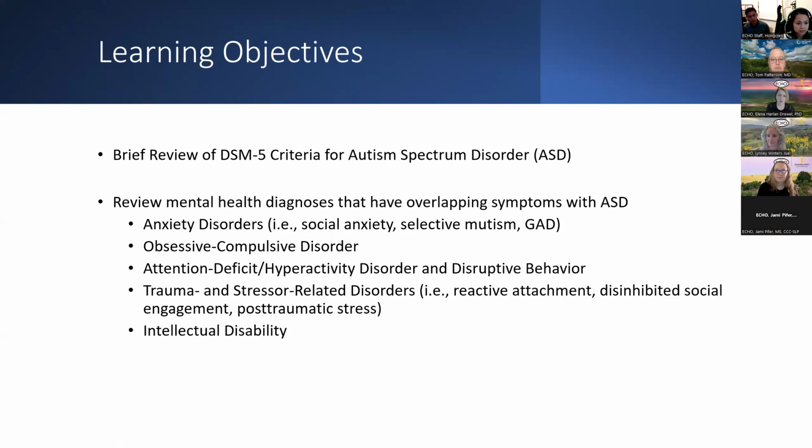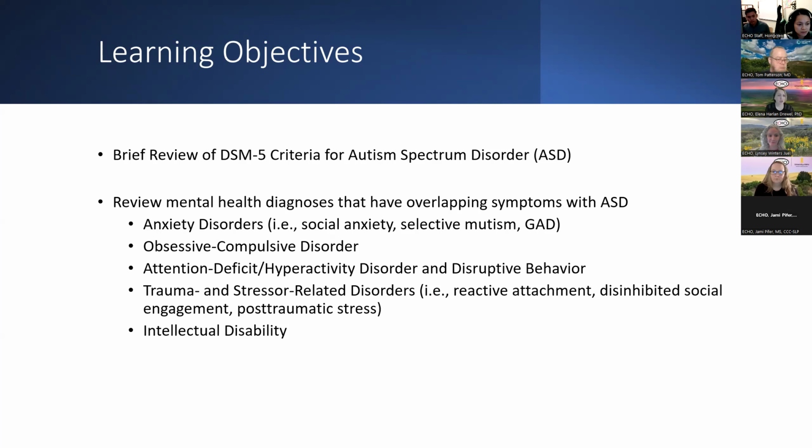So I'm going to do a brief review of the DSM-5 criteria, mainly for any new attendees that we have and for our new cohort members. Because the DSM criteria, we're going to find when I'm reviewing the mental health conditions that there is some symptom overlap. So I thought it'd be nice to just review the criteria first before we get started with everything else.